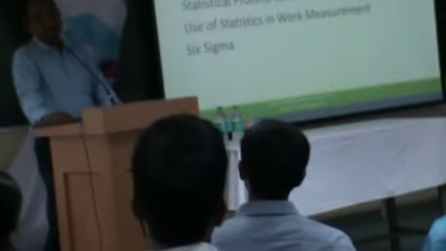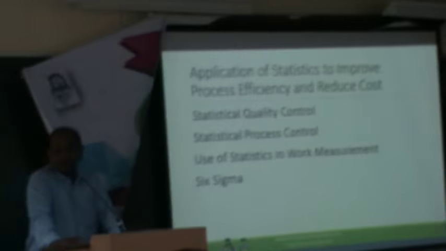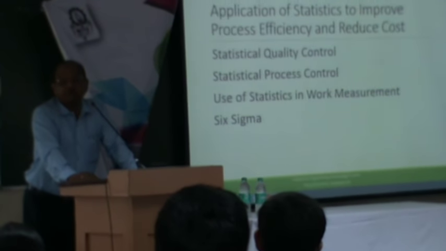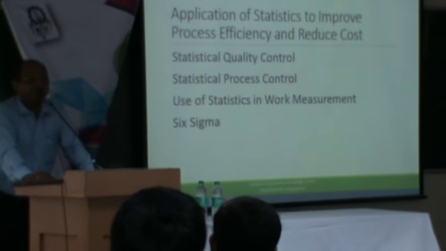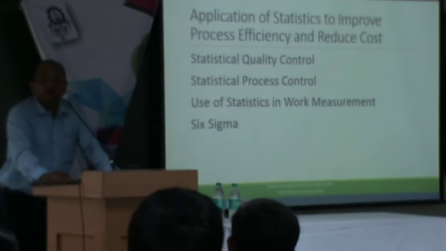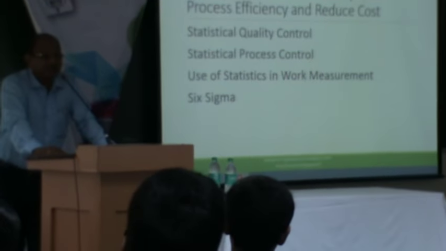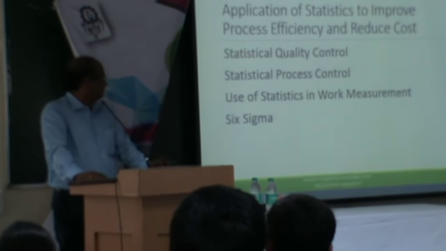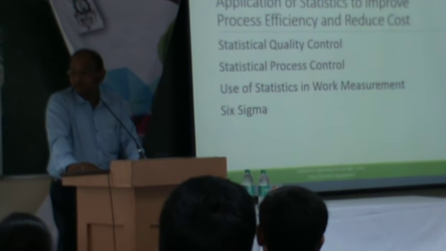Work measurement. In work measurement also we use statistics, and we said instead of doing 100% work measurement, go and do only work sampling. You don't have to stand before the worker for the full day. You only go 10 or 15 times in a day, observe the worker, and you are able to come up with the standards. Now Six Sigma is a very, very popular subject.